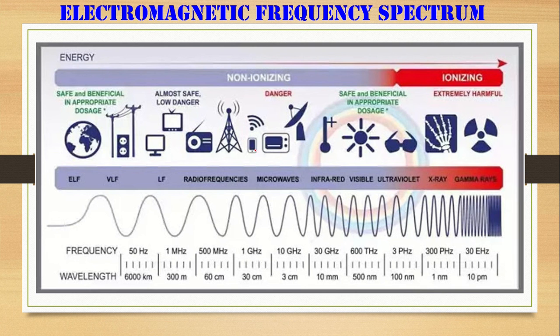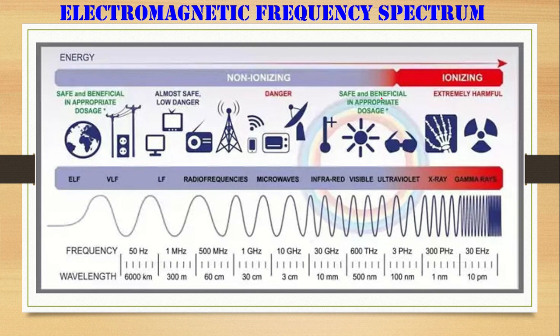All right, so you can also see here the applications. We have here safe and beneficial in appropriate dosage. So we have transmission line, and then we have television. These are the radio frequencies. So here, danger, no? For satellite, microwave. This belongs to non-ionizing, but this is dangerous already, the frequency here, high frequency.